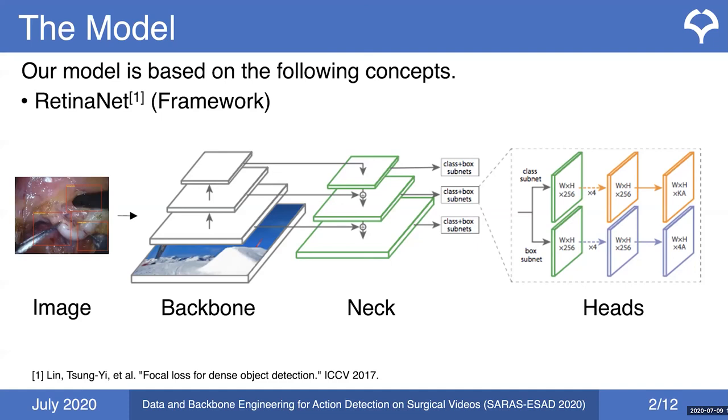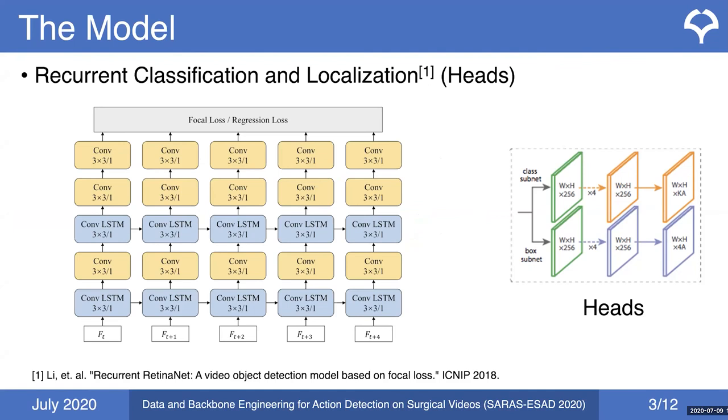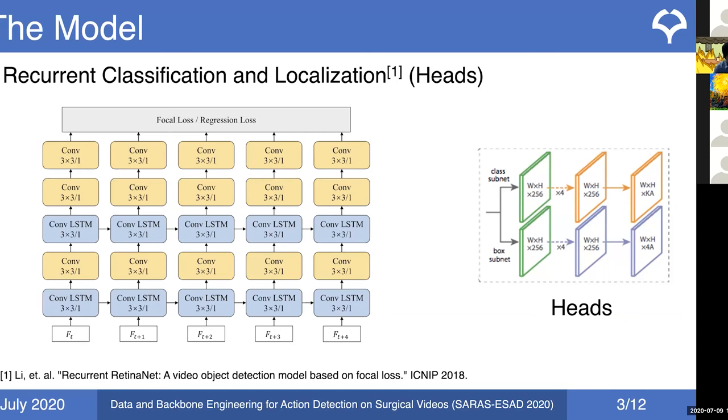First, I want to talk about the head. This dataset is a temporal dataset, that is action detection, so we have to formulate the temporal information. We put an LSTM module in the heads, both in the classification head and in the localization head. We put two LSTM modules in every head. Later we found a paper using a similar solution, named Recurrent RetinaNet. They also use ConvLSTM in their head.